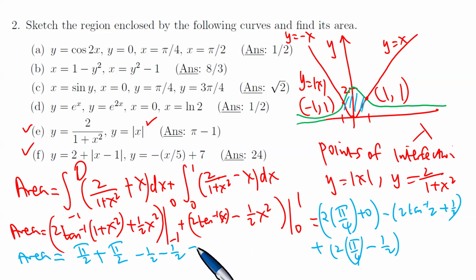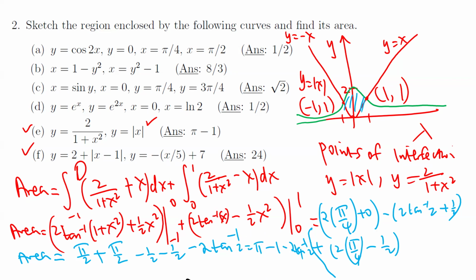Okay. And then it's going to be minus 2 arctan 2. The pi over 2 gives us pi. Minus 1/2 is minus 1. Minus 2. Minus 2 arctan 2. Okay, let us check this out.